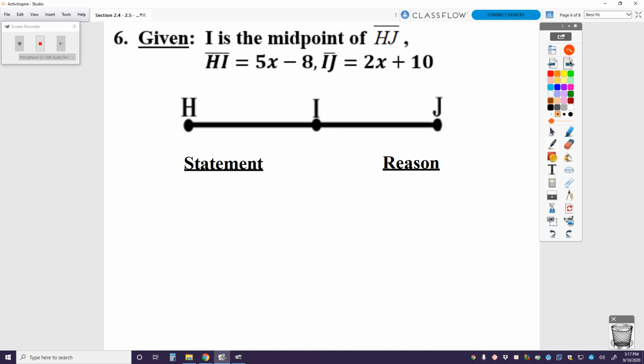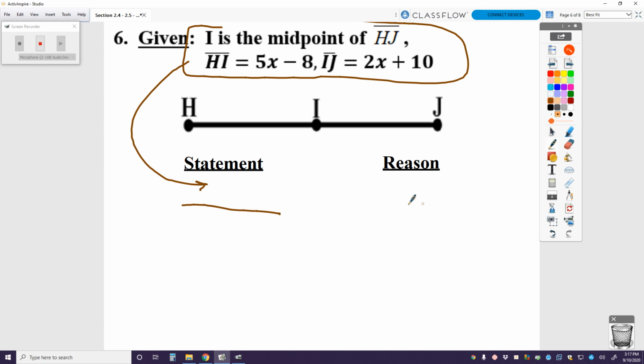Number 6. I is the midpoint of segment HJ. Then we're given a value for HI. We're given a value for IJ. So, number 1, let's grab all that. First statement, there's our given. What is geometrically true in this?